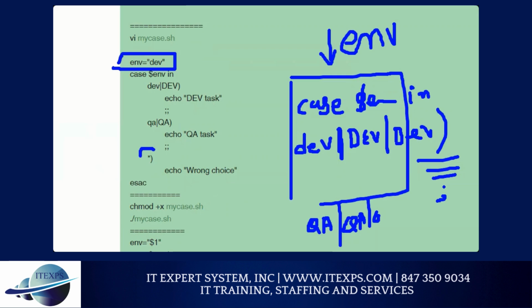And this one, star parenthesis means else. So neither dev, neither QA, then it will run this one. And case will always have an end case. Make sense? So what we can do is we can, instead of running this, we will run this one. This will be very helpful.